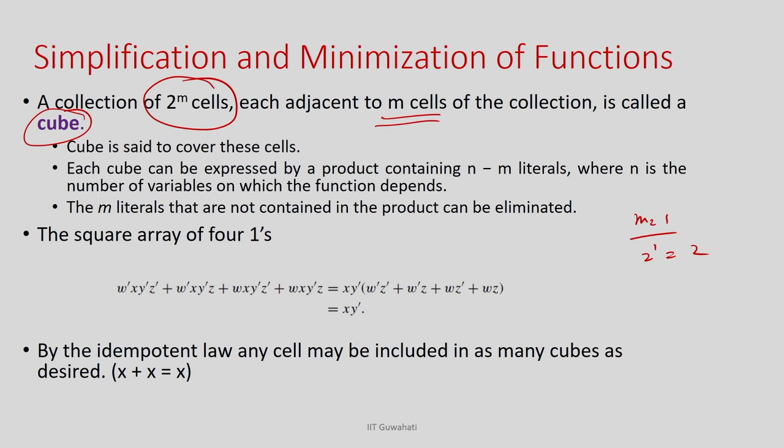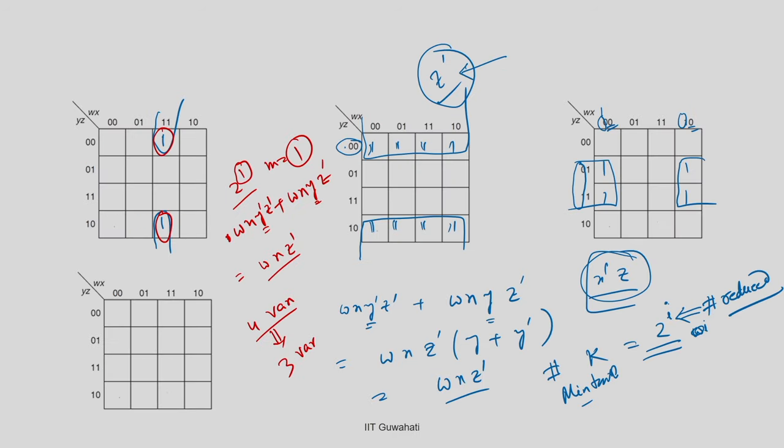Now if you combine with m equal to 2, that means 2 to the power 2, which is 4 adjacent blocks or cells, then you get an expression having n minus m literals if there are n variables, which I have already explained here. If you combine these 4 which are adjacent to each other, you get x bar z, which has 2 literals, while the actual table has 4 literals. So n minus m is 4 minus 2, which is 2.